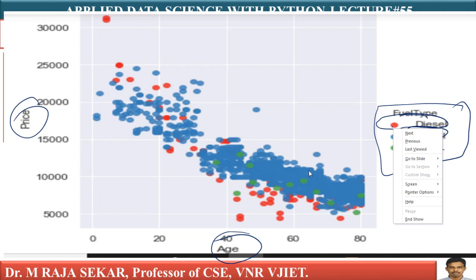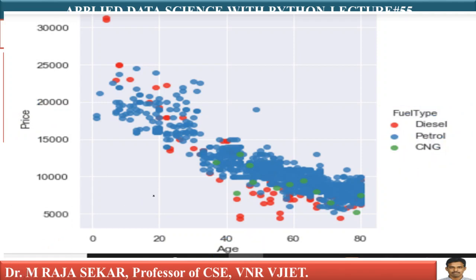If you see here, there are more data points, more cars, of petrol type. What's the reason? Petrol type means blue color, isn't it? In this scatter plot, if you observe carefully, there are more blue color markers. What is your conclusion? There are more petrol type cars, because the blue color represents petrol type cars.